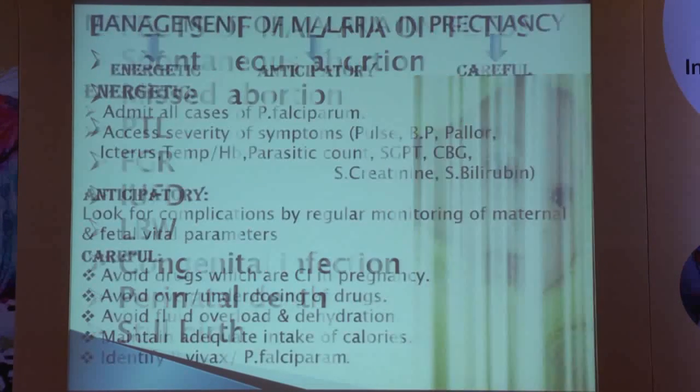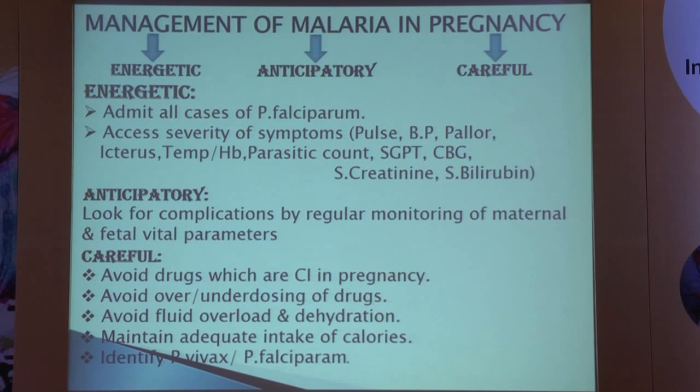Management of malaria in pregnancy is categorized into 3 chapters: energetic, anticipatory and careful. Energetic management includes admit all cases of P. falciparum, assess severity of symptoms like pulse, BP, pallor, icterus, temperature, hemoglobin, parasitic count, SGPT, CBG, serum creatinine and serum bilirubin. Anticipatory management, you look for complications by regularly monitoring the maternal and fetal vital parameters.